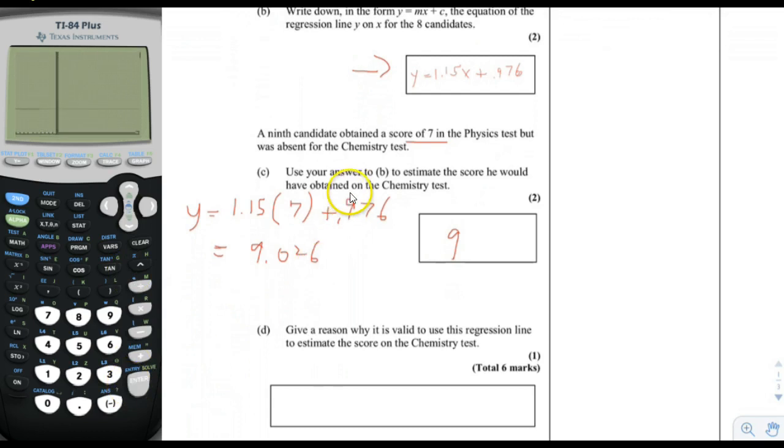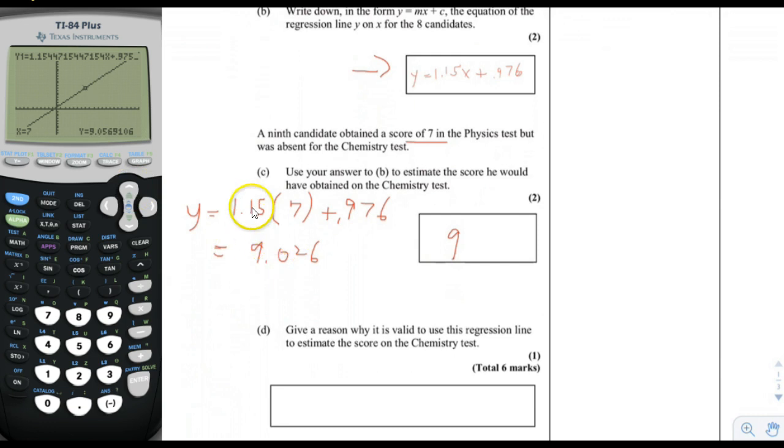Okay, and then now we're going to see what the value of y is when x is 7. Okay, so when x is 7. When he gets 7 on the physics test, what would that mean for the chemistry test? And there's two ways to do that. One is to use trace. So I'm going to do trace, and then see x equals 5 right now, but I want it to be 7, so I type in 7, and then I hit enter, and then it gives me, oh, when x equals 7, y equals 9.05 or 9.06.